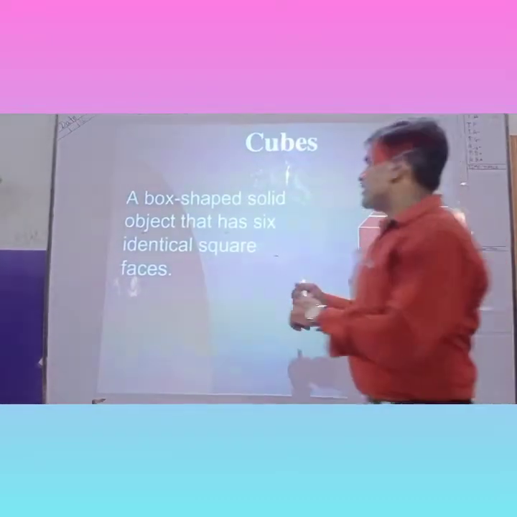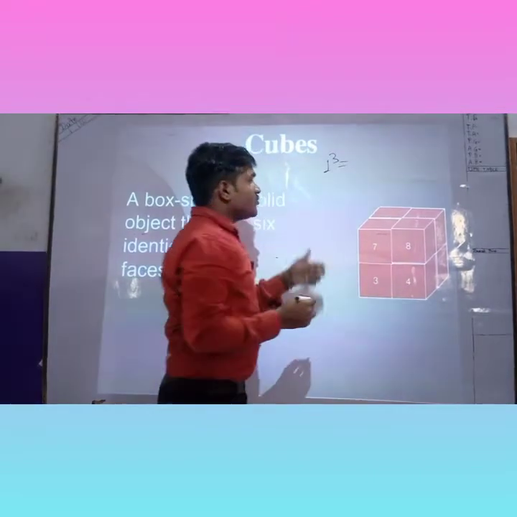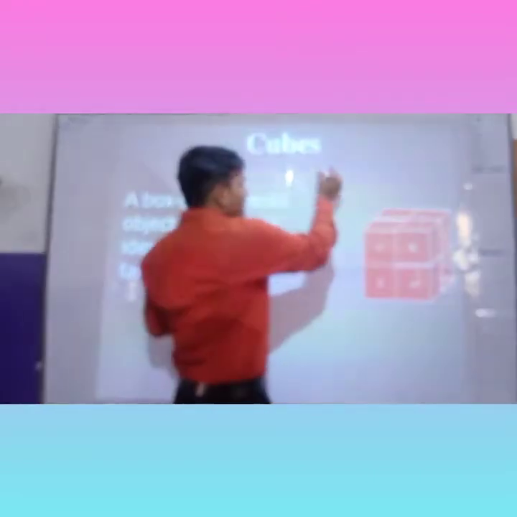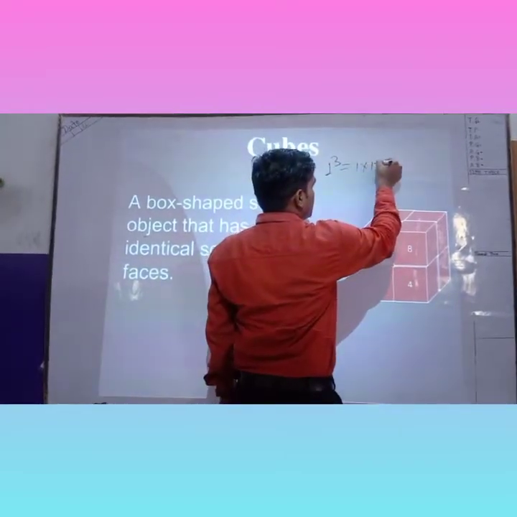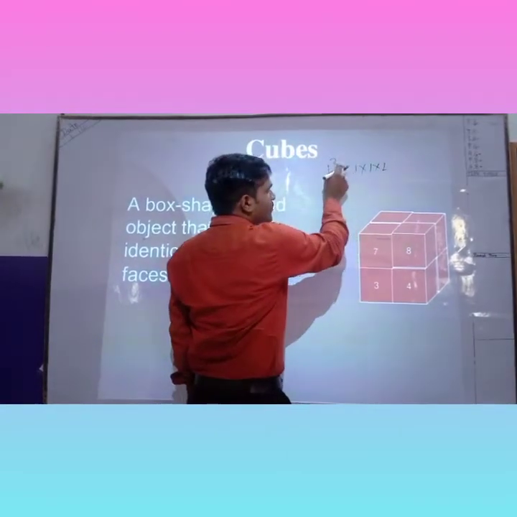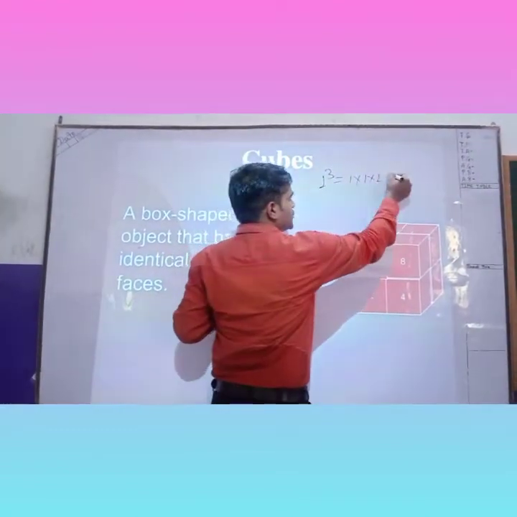So in numbers, what do you mean by cube? Suppose we have written cube of 1. Cube of 1 means 1 is multiplied by itself 3 times. So 1 multiplied by 1 multiplied by 1, because its power is 3. If the power is 3, it means it is asking about cube. So that will be 1.